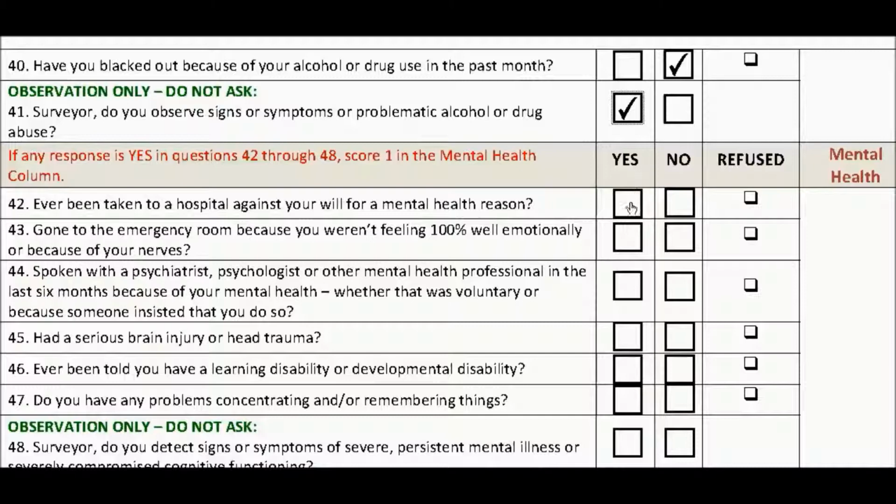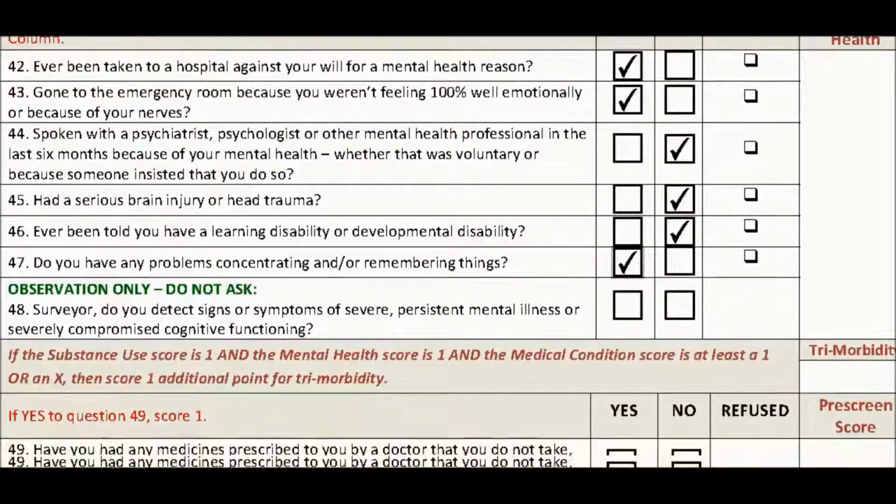Question number 42 asks if the participant has ever been taken to a hospital against their will for a mental health reason. This is not just asking about the time period while they were homeless. This covers the participant's entire lifetime. Question number 48 is the final observation question. Do you detect signs or symptoms of severe persistent mental illness or severely compromised cognitive function? Pay attention to if the participant is speaking in gibberish or if they attempt to communicate with people or things that are not present.